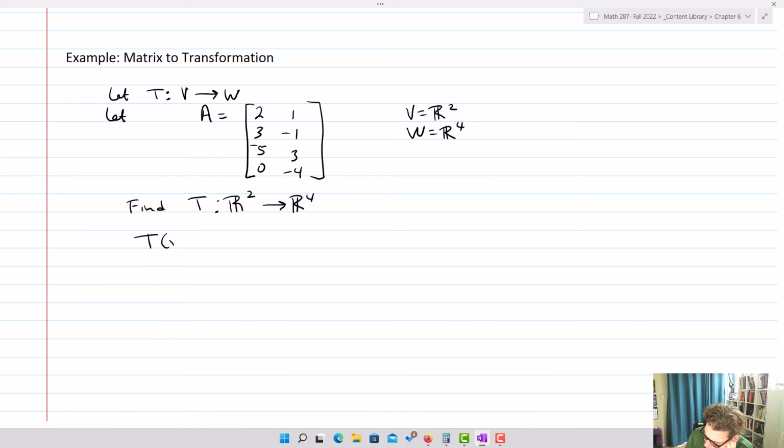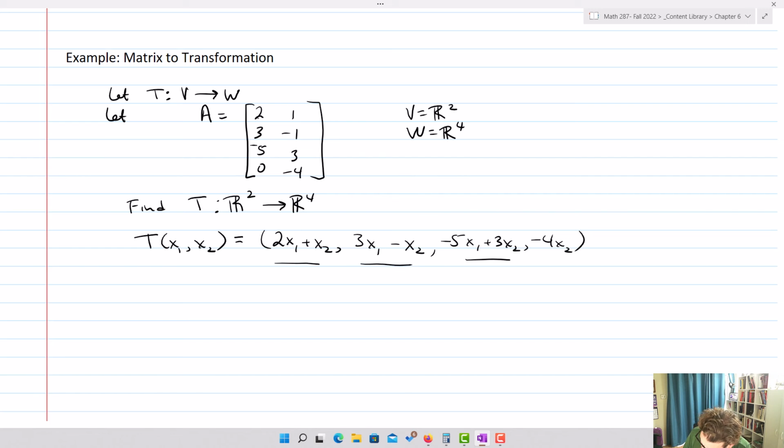So we're going to have to find what is T of x1, x2. And it's going to end up giving me a 4-dimensional vector, right? So we're going to have 4 answers after each one of our commas. The first one is going to be 2x1 plus x2. The second one is going to be 3x1 minus x2. The third is going to be negative 5x1 plus 3x2. And then we'll have 0x1 and then negative 4x2. And there is your linear transformation. Notice it has 4 outputs. Its output vector has 4 components.